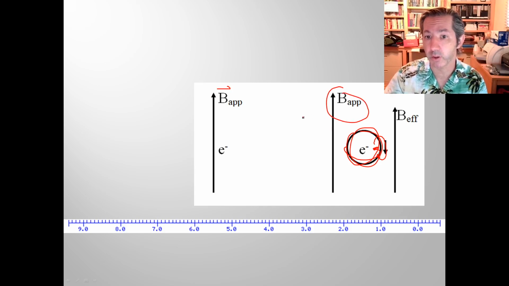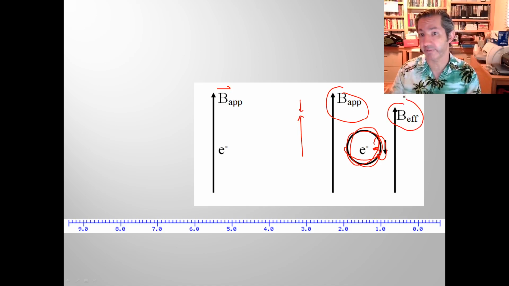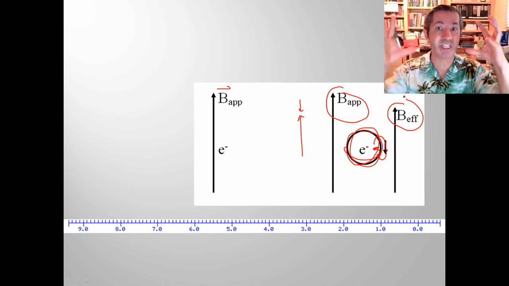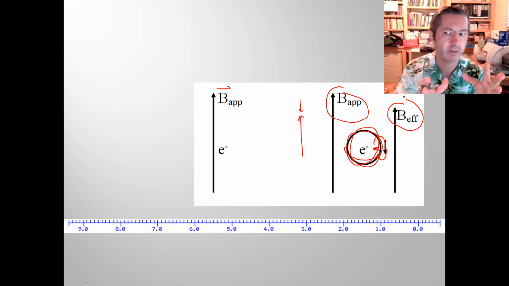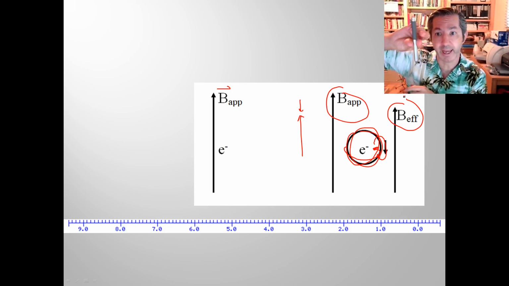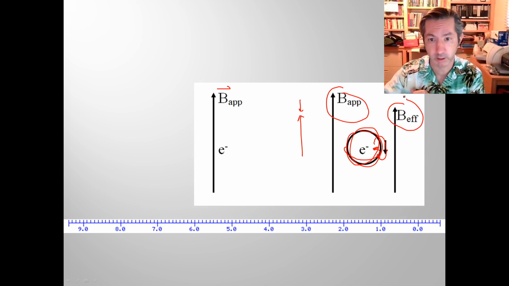And if you take the total of these, your applied field and the induced field, you get a slightly lower effective field. So here's where the electrons come in. The electrons actually act as a shield for that nucleus. The more electron density you have, the more you have to bump up the field strength to get that nucleus to flip over.